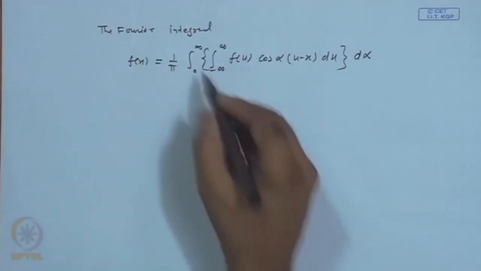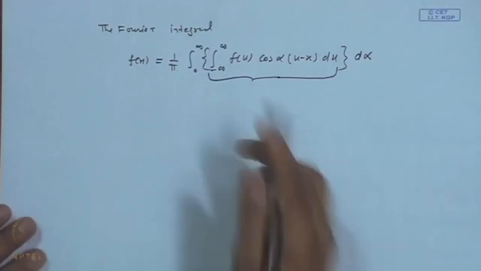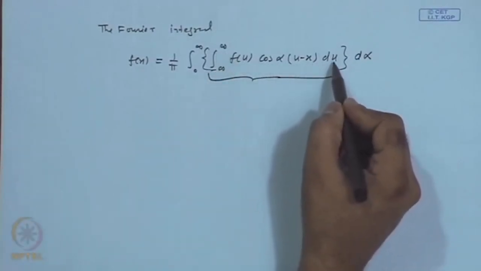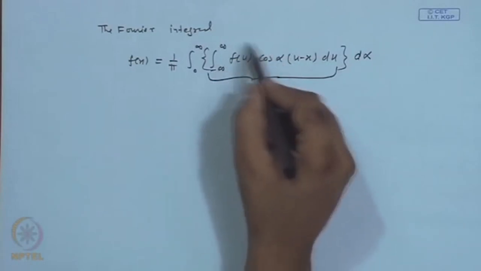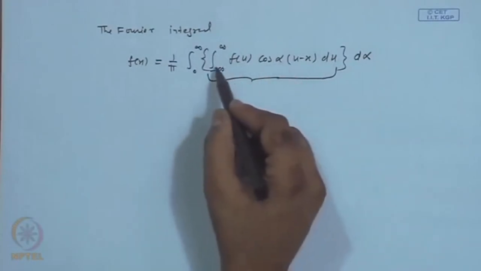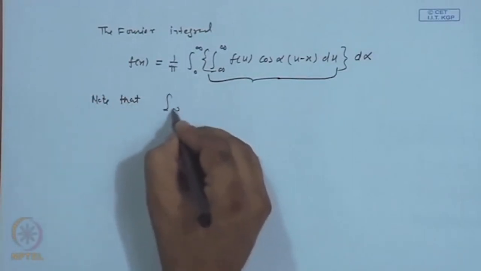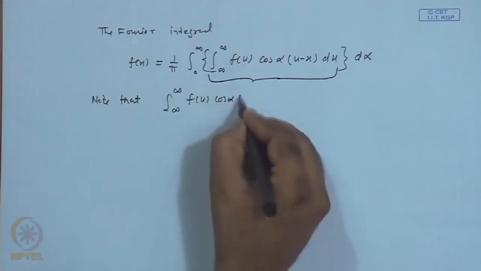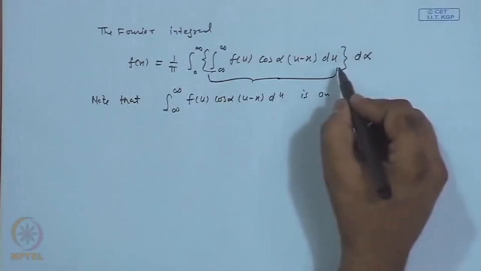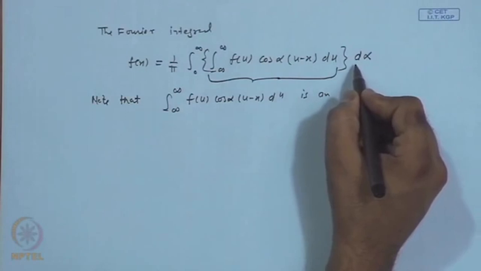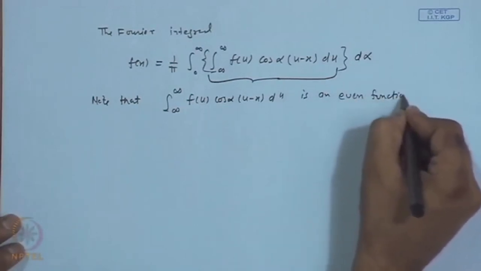Okay, now we note that this integral, minus infinity to plus infinity of f u cos alpha u minus x du, is an even function of alpha, because if we change this alpha by minus alpha, this integral will remain the same. So, let me write down. So, note that this integral, minus infinity to plus infinity of f u cos alpha u minus x du, is an even function of alpha.